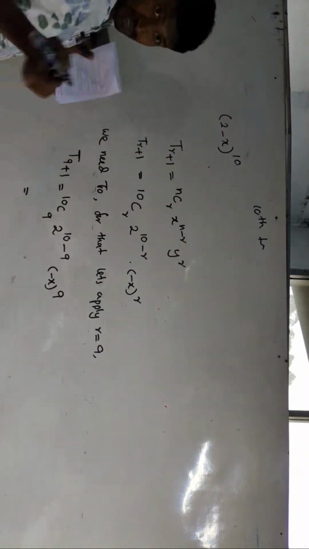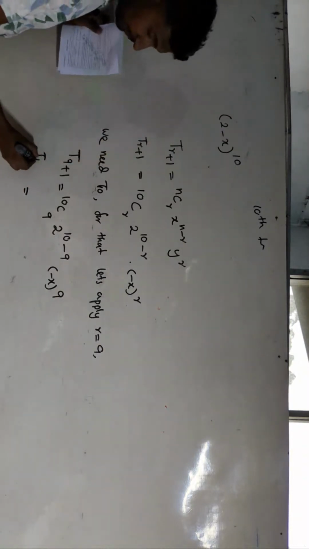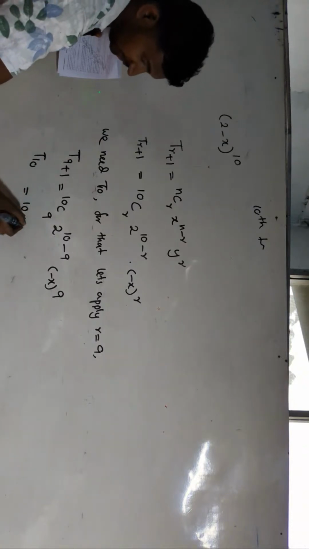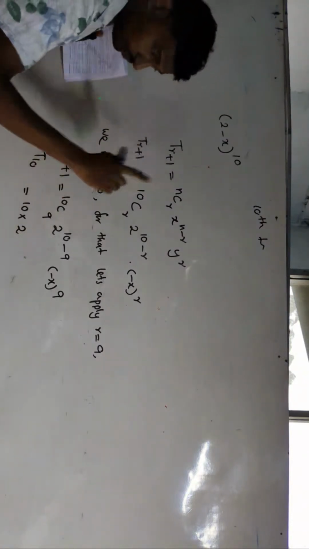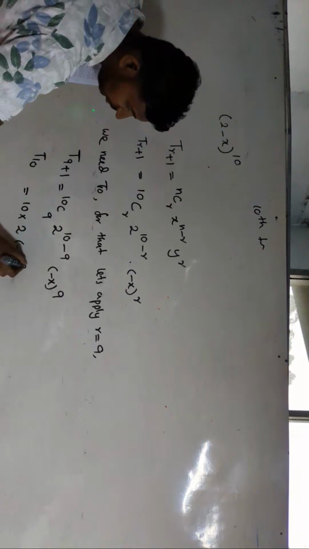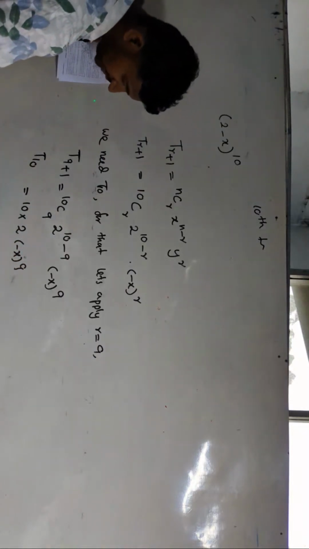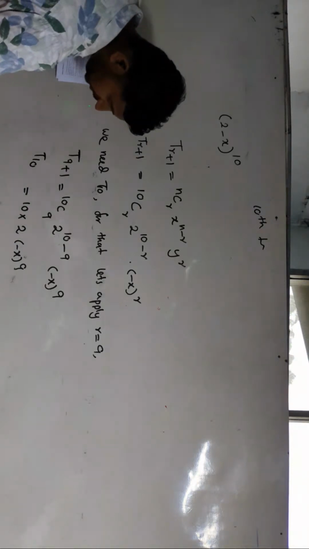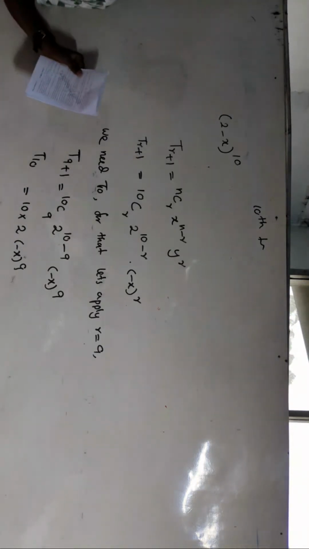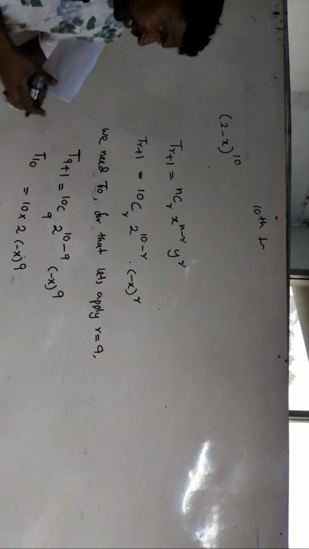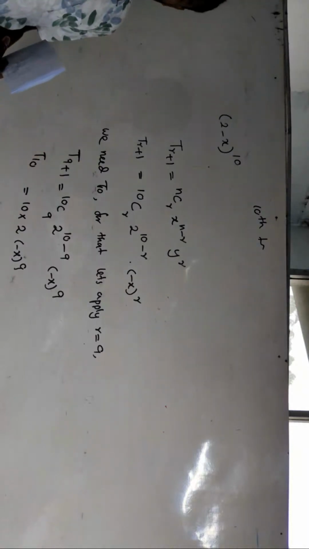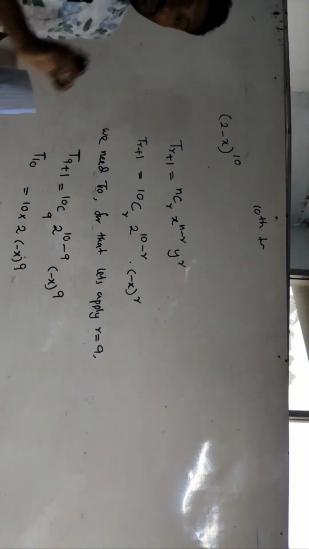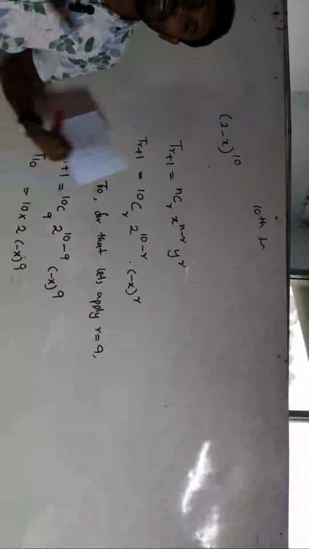10C9 means 10C1, that means just 10. Here 2 to the power 1 minus 6 to the power of 9. So the answer is 20 minus 20 x to the power 9. Got it? So just like that, without writing down the whole expression, we can find out the exact term only. That is the advantage we have in using this binomial theorem.